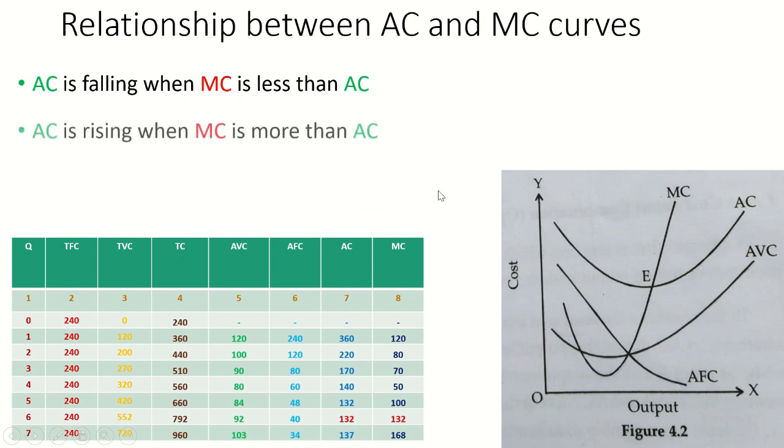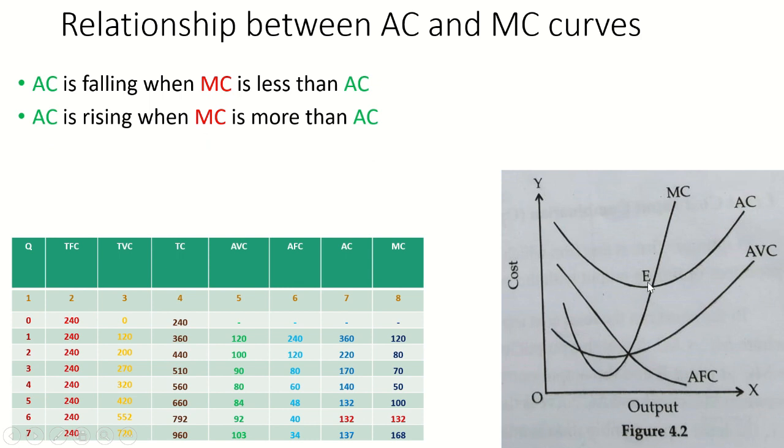Okay. And again we can see that the AC is rising at what time? When the MC is more than the AC. Okay, so first of all, basically 2 points, that is AC is falling when the MC is less than AC, and AC is rising when the MC is more than AC.